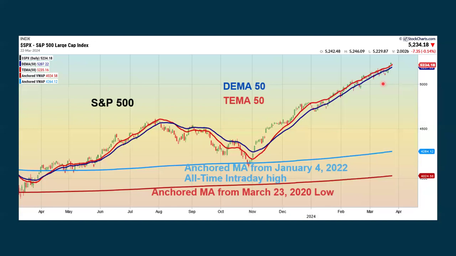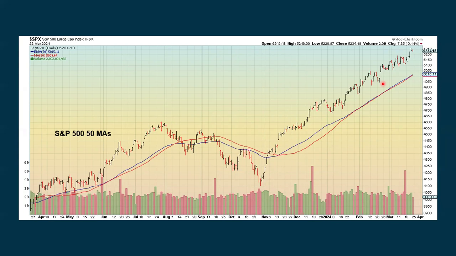Then we look at a 50-period moving average study. I plot both a simple and exponential moving average, and we're well above both of these moving averages now, so there's been no need to show this. If we start to see some weakness and we fall below the 20-period moving averages, this would be the next line of support that we would start to follow.